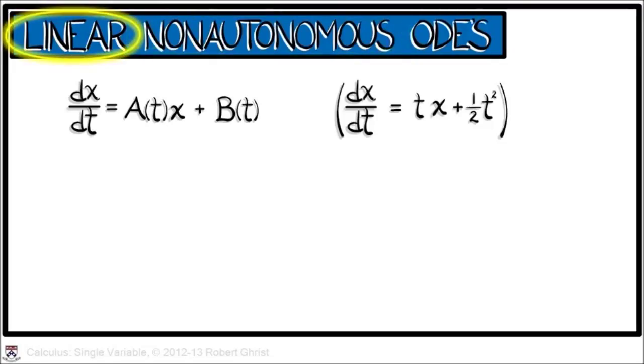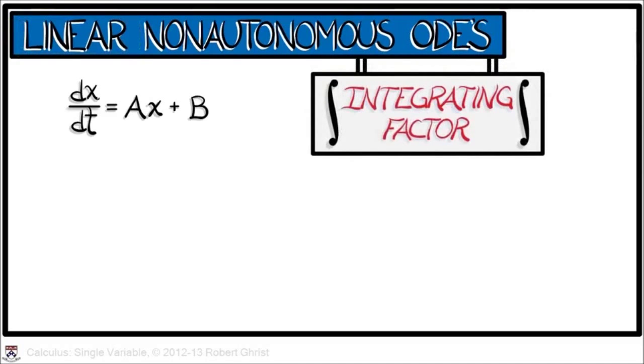We say that it's a linear equation because if you suppress the t dependence, you get something of the form dx/dt equals ax plus b. And that right-hand side should remind you of the equation of a line. Well, how do we solve such a problem? The method that we will introduce is that of the integrating factor. It's a little tricky, so hang on.